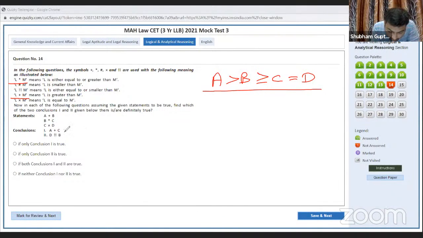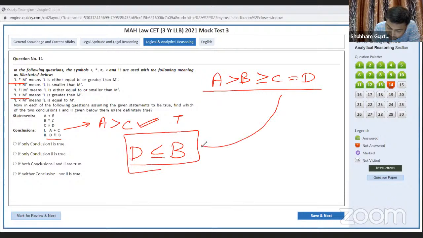A plus B. So what is A plus B? A is greater than C. So if A is greater than B and B is greater than or equal to C, so A has to be greater than C. So this is true. Now let's see the next one. D is either less than or equal to B. So D is smaller than or equal to B. Correct? So if you see, this is quite possible. So this is also true.